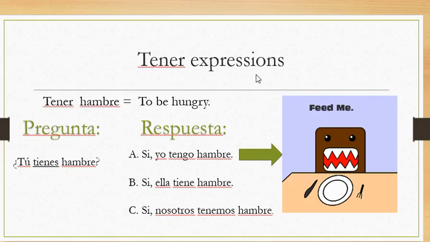To be hungry, tener hambre. So if you wanted to say, are you hungry? We would ask, ¿Tú tienes hambre? And if you respond, yes, I'm hungry, we want to go with, sí, yo tengo hambre. She form, sí, ella tiene hambre. And the nosotros form, sí, nosotros tenemos hambre.